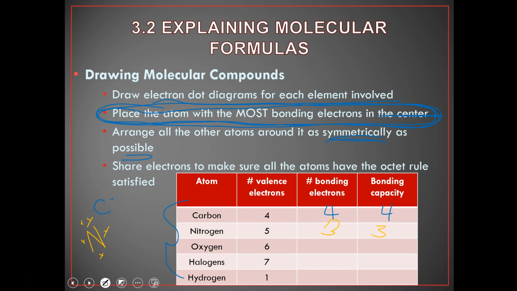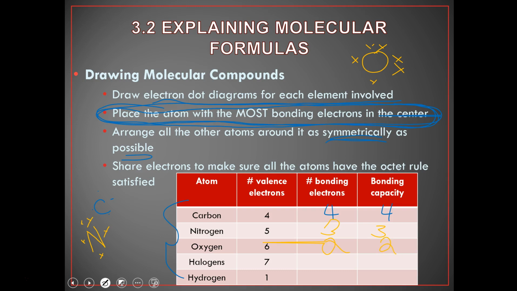Oxygen, I just drew on the last page there. Oxygen is 1, 2, 3, 4, 5, 6. So the number of bonding electrons in oxygen is 2. And therefore the bonding capacity is 2.